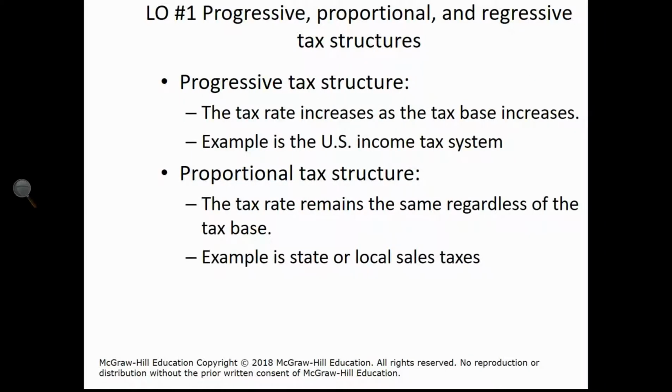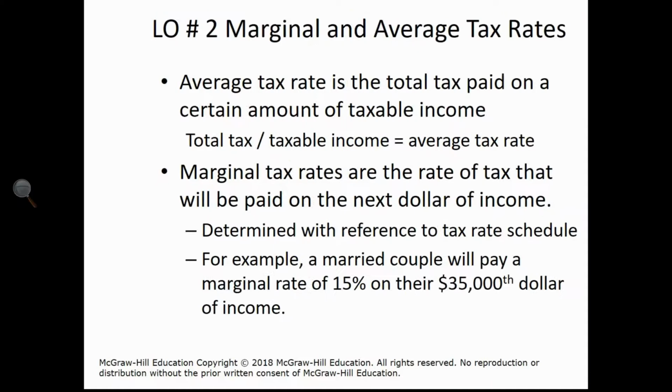So what is a progressive tax structure? It is a tax method of assessing taxation against citizens where the more you earn, the higher will be your tax rate. Proportional, as I mentioned, is similar to a flat tax where the tax rate remains the same for everybody, such as a sales tax.